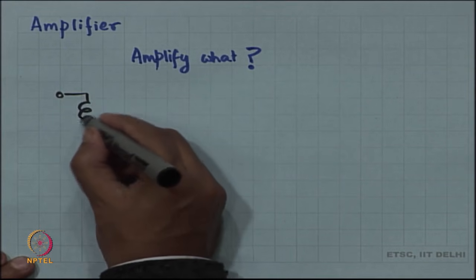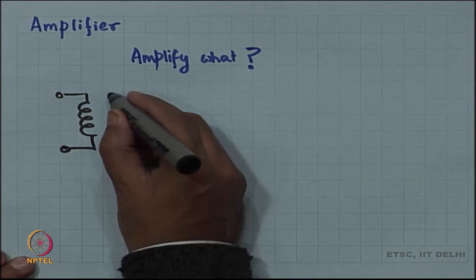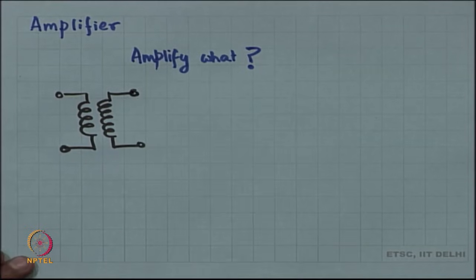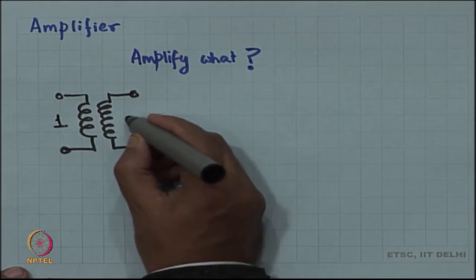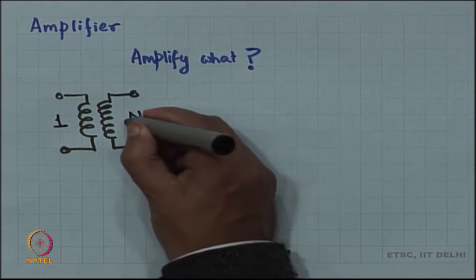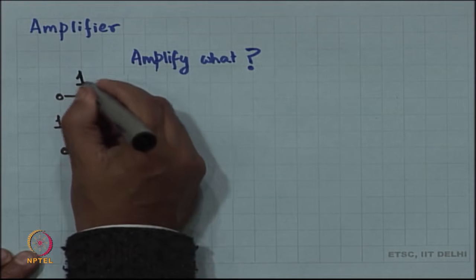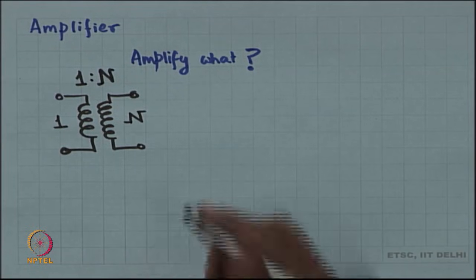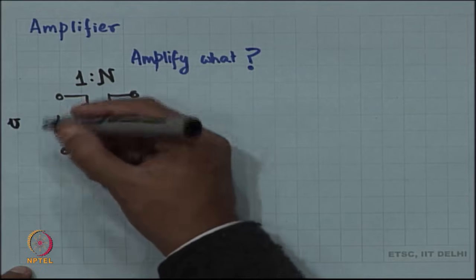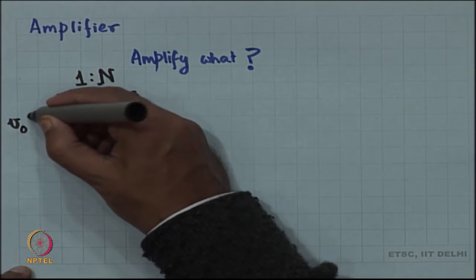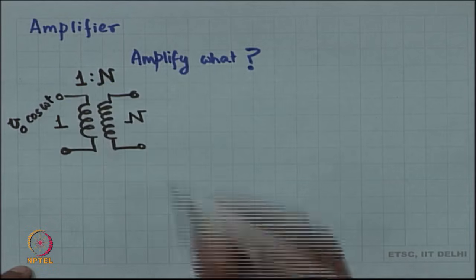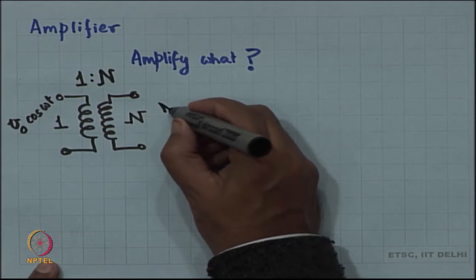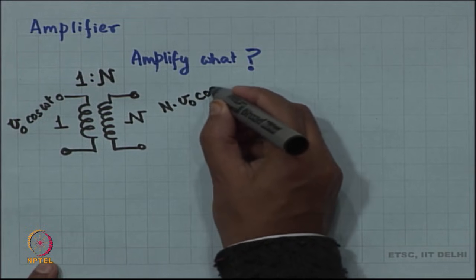Think of a transformer. Suppose this transformer has a turns ratio of 1:n. I apply a voltage V naught cos omega t on the primary side. On the secondary side, the voltage I will get is n times V naught cos omega t.